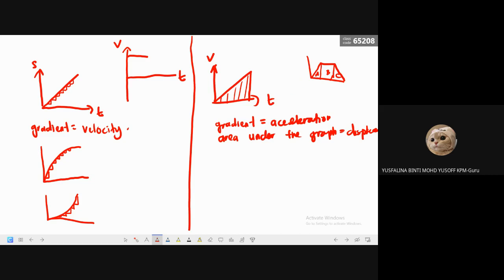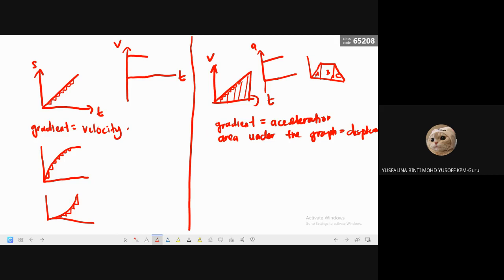Okay, but then the way to find it, let's say I have this one. I already told you gradient is a triangle. So if I draw the triangle here, the triangle is the same size, right? When it's the same size, the gradient is the same and the acceleration is also the same, so it means uniform acceleration. So when you draw the graph of acceleration against time, it should be like this.